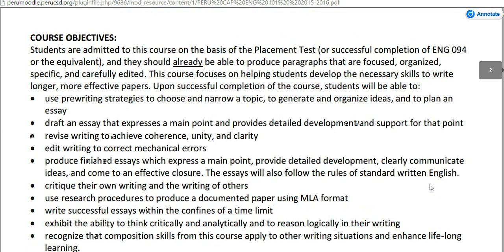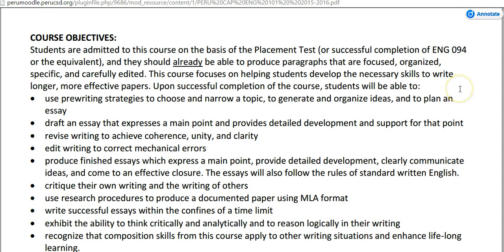The course objectives are here, and students admitted to this course should already be able to produce paragraphs that are focused, organized, specific, and carefully edited. And we have a timed writing soon at the beginning of the class that lets me know that that is true. If someone writes the first prompt timed writing and it isn't showing me that they are already able to produce this kind of writing, then we have a conversation about whether they're properly placed in this course or not.